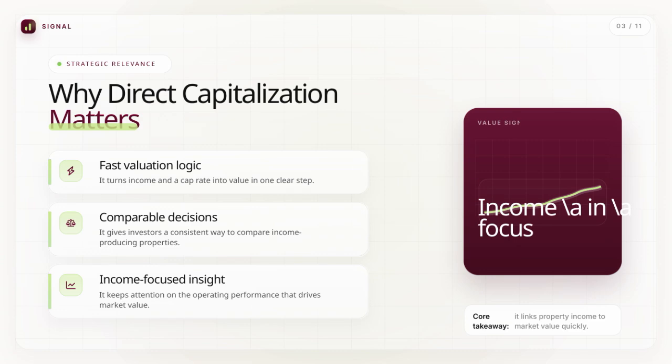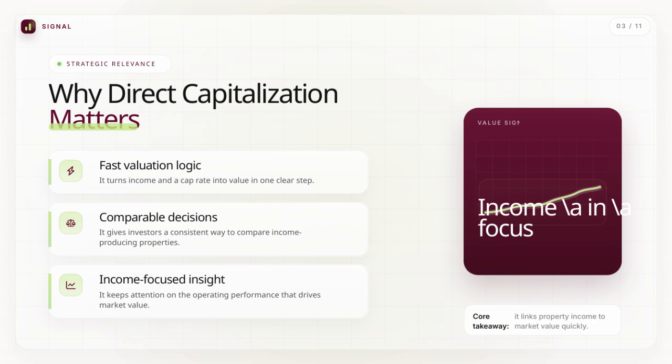At its core, this method connects the property's income directly to its market value in a single, straightforward step by using a cap rate. This fast valuation logic makes it much easier and quicker to estimate what a property is worth based on its income. One of the biggest advantages here is that direct capitalization offers investors a consistent way to compare different properties. Since it focuses on the income generated and the operating performance driving that income, it gives a clear income-focused insight that reflects true market value.